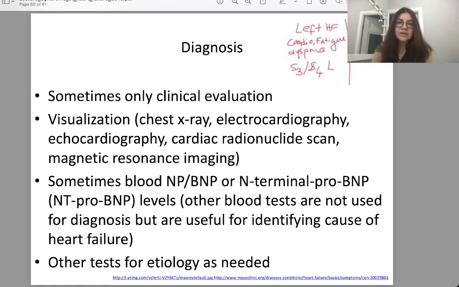Sometimes we use blood natriuretic peptide or brain natriuretic peptide or N-terminal pro-BNP levels. Other blood tests are not used for diagnosis, but they are useful to identify the cause of heart failure. Other tests for etiology are needed.